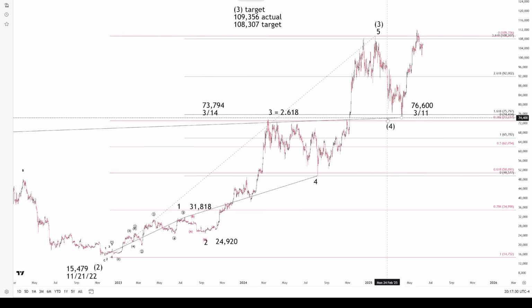All right, and there's our wave 4 down to 76,600, and now we're going up. And the fact that Bitcoin moved above the wave 3 high, which was 109,356, almost a near hit on that target, tells us that this wave 5 up is in play, and this looks impulsive to the upside. So we should see that continue to the upside, and this wave 4 low hold to the downside. There's our parameters, where we're right and where we're wrong.